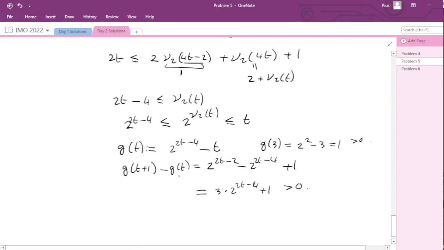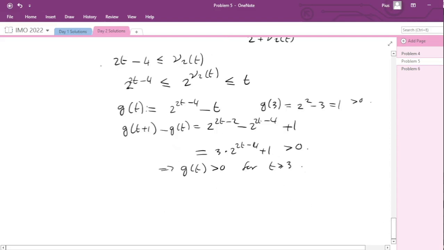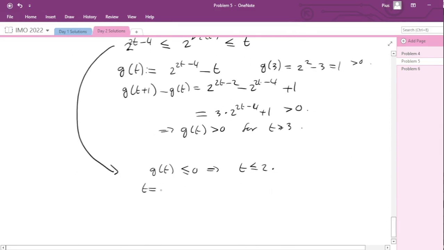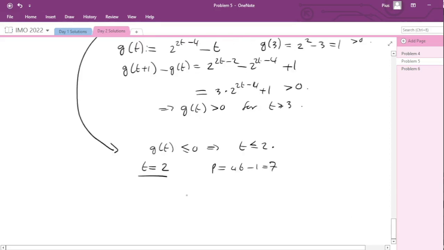So this is actually always an increasing sequence. From the fact that g of 3 is positive, it means that g of t will be greater than 0 for t greater than or equal to 3. But here we see that we must have g of t less than or equal to 0. So this means that t is less than or equal to 2. And also we had that t is greater than or equal to 2. So t has to be exactly 2, and p will have to be 4t minus 1, which is 7. So we just need to check for 7 this time around.